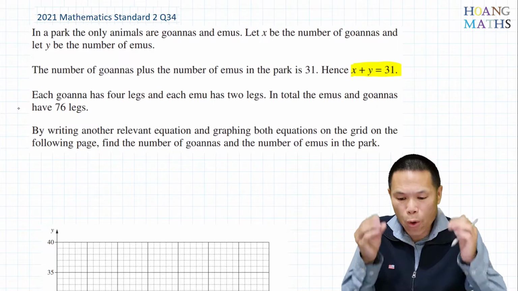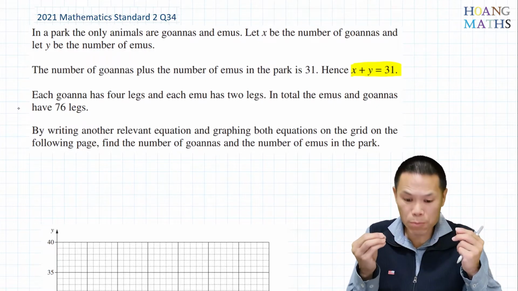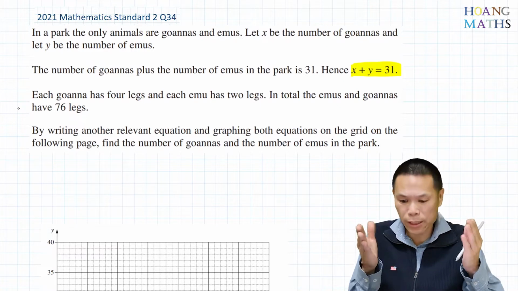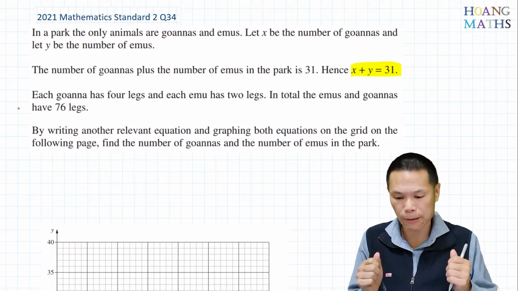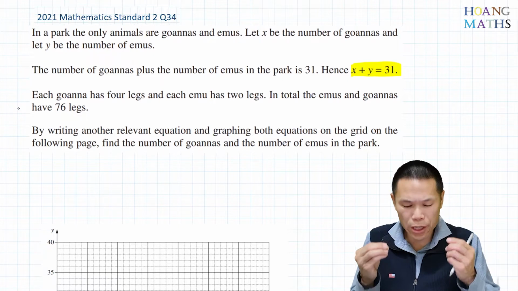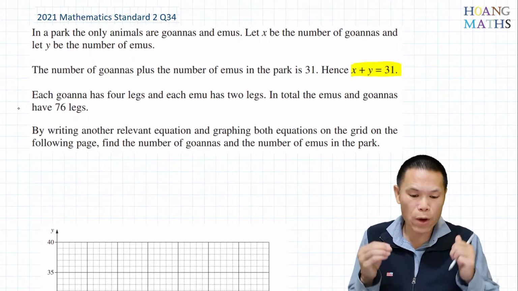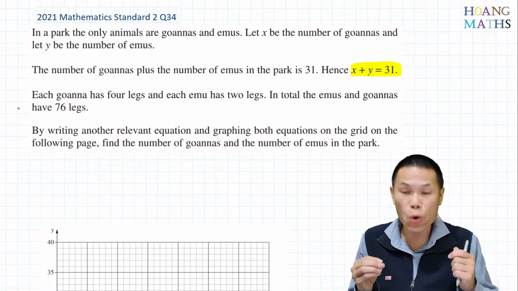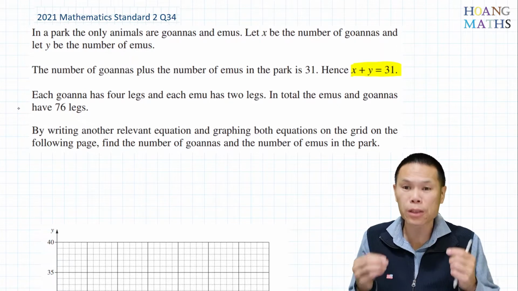Now, each goanna has 4 legs and each emu has 2 legs. The total of emus and goannas have 76 legs. By writing another relevant equation and graphing both equations on the grid on the following page, find the number of goannas and the number of emus in the park.